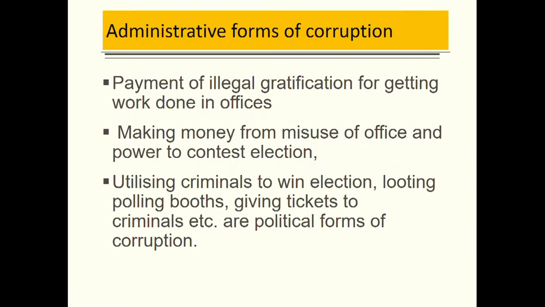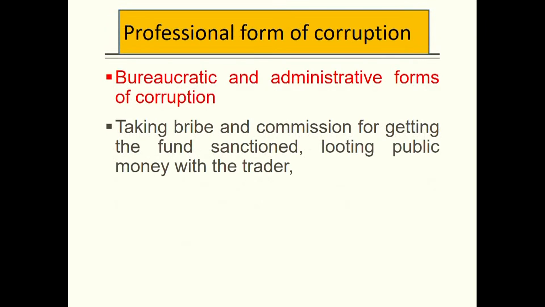Similarly, in the administrative form of corruption, you can see the payment of illegal gratification for getting work done in office, and making money from misuse of office and power to contest elections. Similarly, utilizing criminals to win elections. These are forms of corruption. Similarly, taking bribes and commissions for getting funds or sanctions, and looting public money with traders, are forms of professional and bureaucratic corruption.